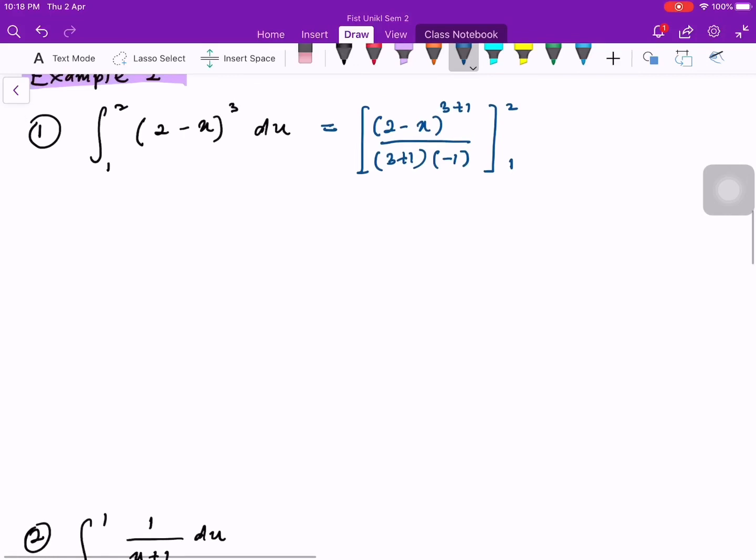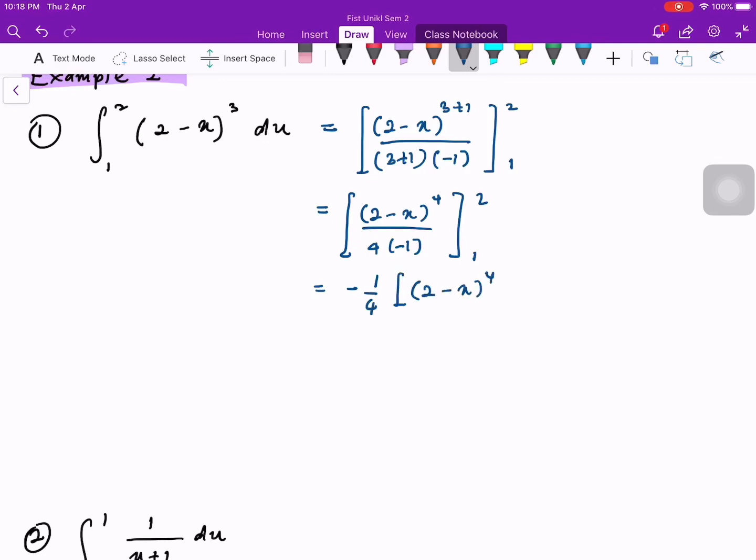Okay, then by simplifying this, we're supposed to have 2 minus x to the power of 4 divided by 4 times -1, which is -4. Okay, limit from 1 to 2. So remember, a constant also we can exclude from the integral process of this limit. Kita boleh keluarkan dia sebab dia constant. So jadi saya keluarkan negatif 1/4. Yang tinggal hanya 2 tolak x kuasa 4 with the limit from 2 to 1.